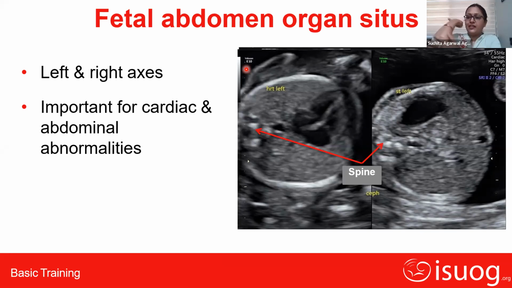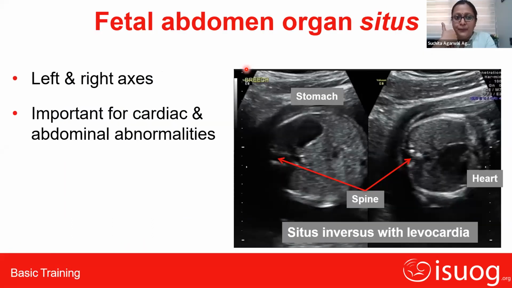I again repeat, this is a cephalic presentation. This is the head, spine. In the image, the spine is on the maternal right side, so I rotate the spine like this. Where is the left? This thumb will always point towards the left of the fetus. In the image, the stomach is on the top, that is the left, and even the heart is on the top, that is also on the left. So this is a normal situs. Another example, this is a breech presentation.